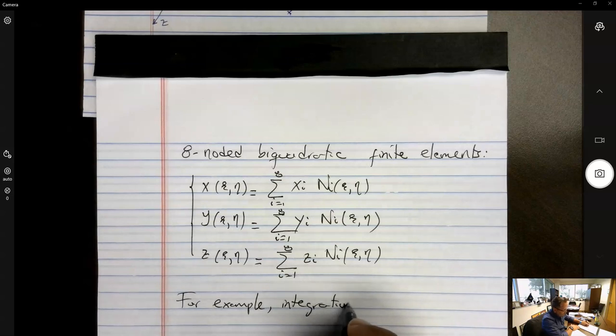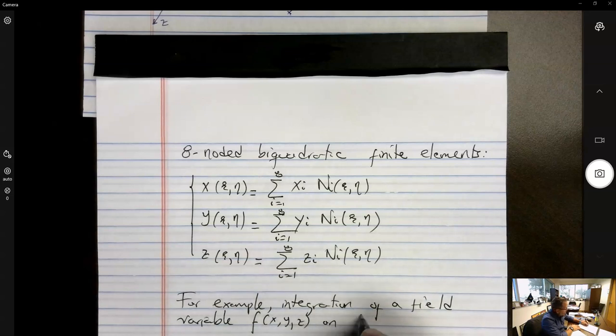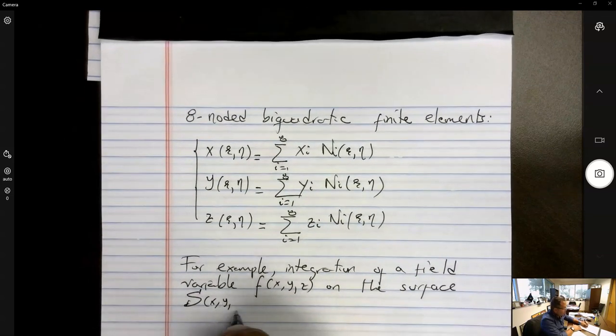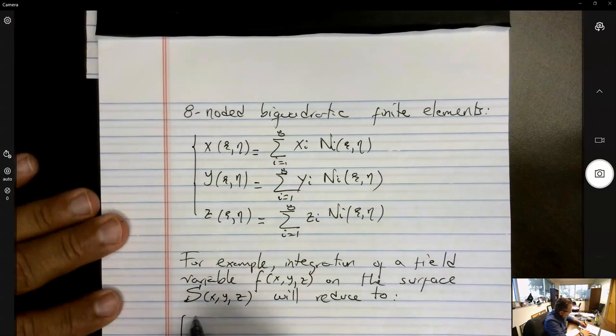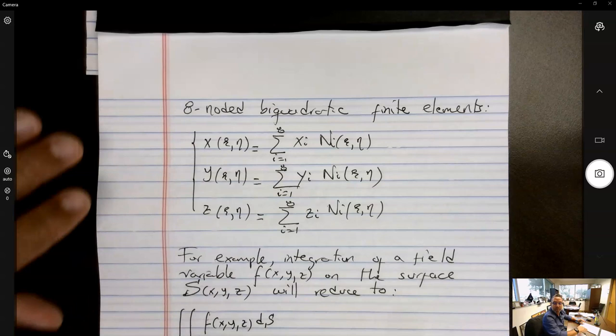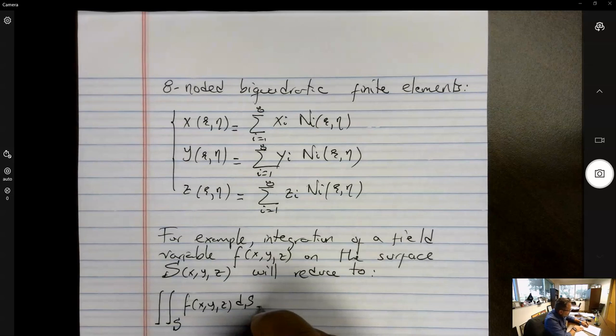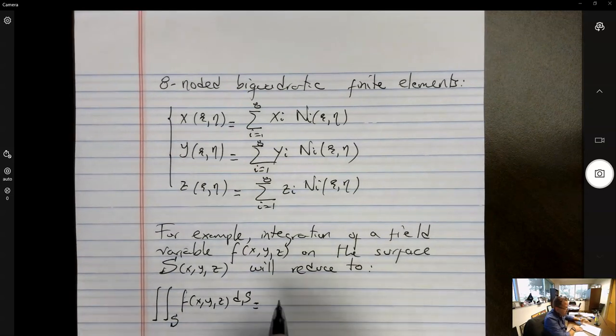For example, integration of a field variable, let's say now we call it f of x, y, and z on the surface S and global coordinates x, y, and z will reduce to an operation. So we have an integral over the surface of f of x, y, and z, which we need to perform because it's part of the differential equation that you're trying to solve. There's a generation term or some kind of quantity that goes to the surface. Again, a heat flux, and we need to balance the energy. It's all part of the operations under the hood of any solver.